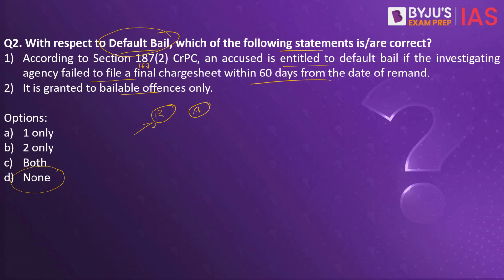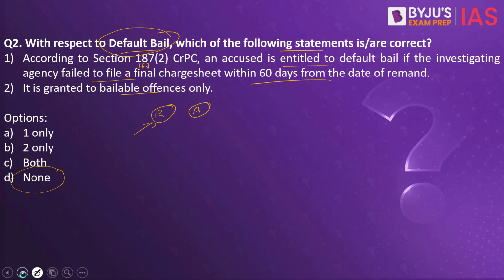If they are not able to give this entire investigating report, that is the charge sheet, within the prescribed period of 60 or 90 days, in that case this so-called accused would be able to file before the court and he would be given a default bail.